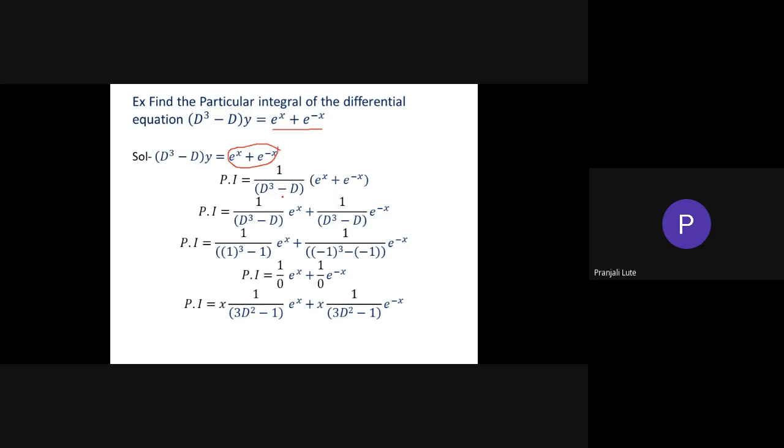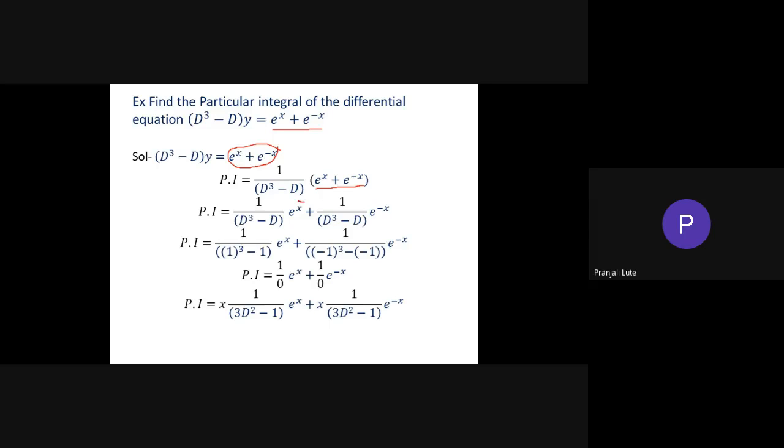Again 1 upon f of D into right hand side. So right hand side is having two terms, so we have to multiply this 1 upon f of D to both the terms. That will be 1 upon D cube minus D into e to the power x plus 1 upon D cube minus D into e to the power minus x.